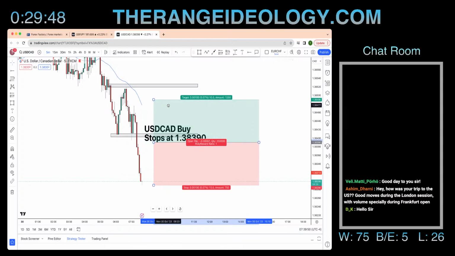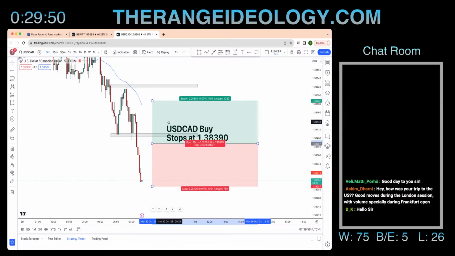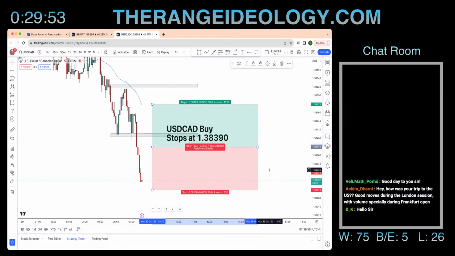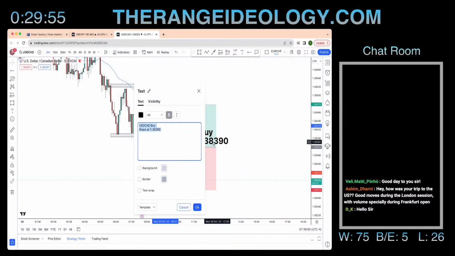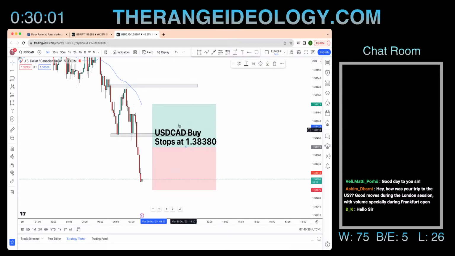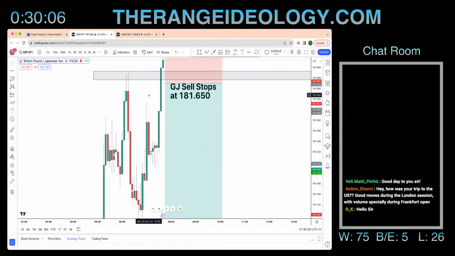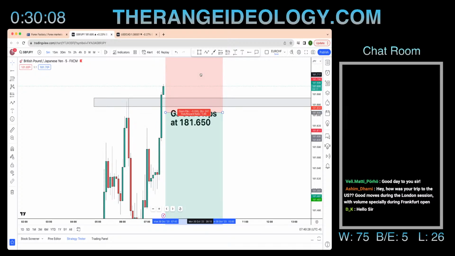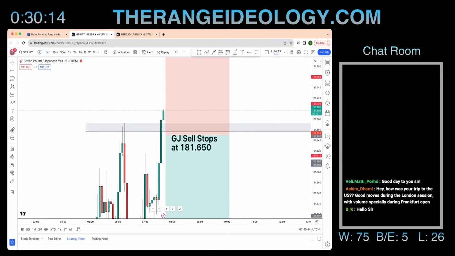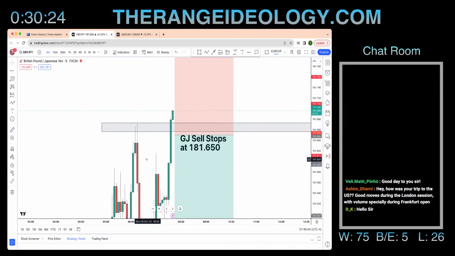And USD CAD came all the way down here. So now I'm going to adjust it to 380, guys. And here's GJ, guys, coming up. Again, one more push, and I'm going to do it, guys. $650. Nearly 5 pips here. Literally one more push, and I'm going to go ahead and set these sell stops, guys.